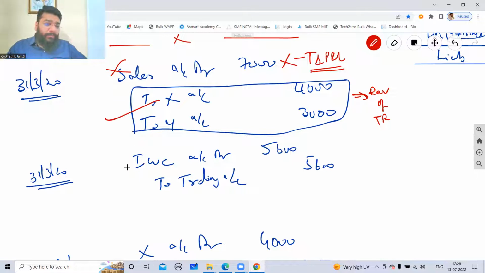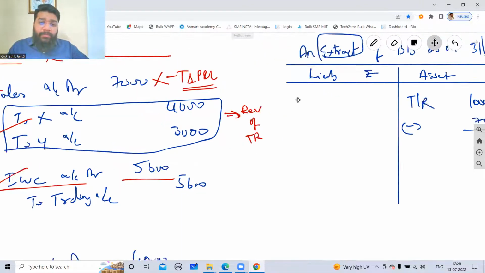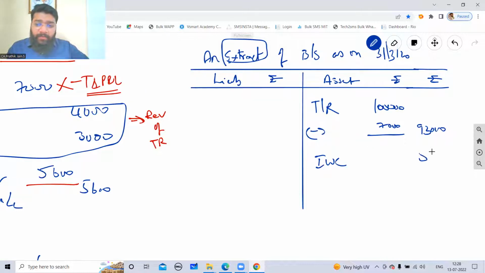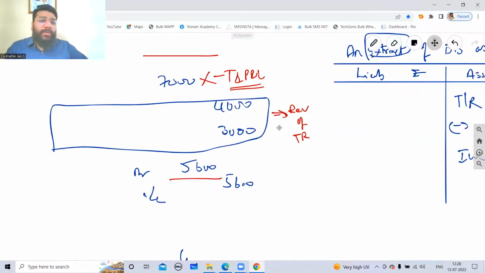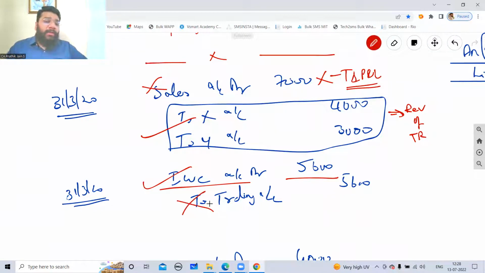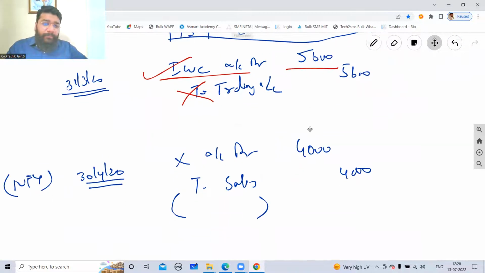This I capture. Inventory with customer is debited, guys. Debit means debit balance. So inventory with customer is how much? 5,600. So inventory with customer, 5,600. 5,600 worth of goods is with the customer. So this will go to my balance sheet. This is going to my trading account, so I'll not write in balance sheet. Till this year end is over.